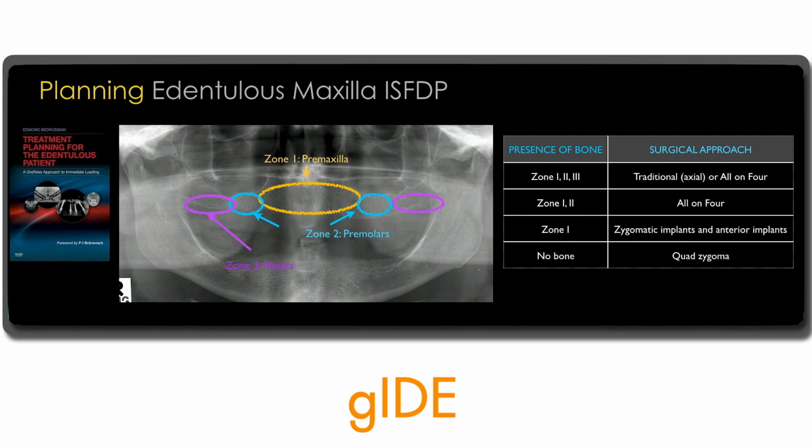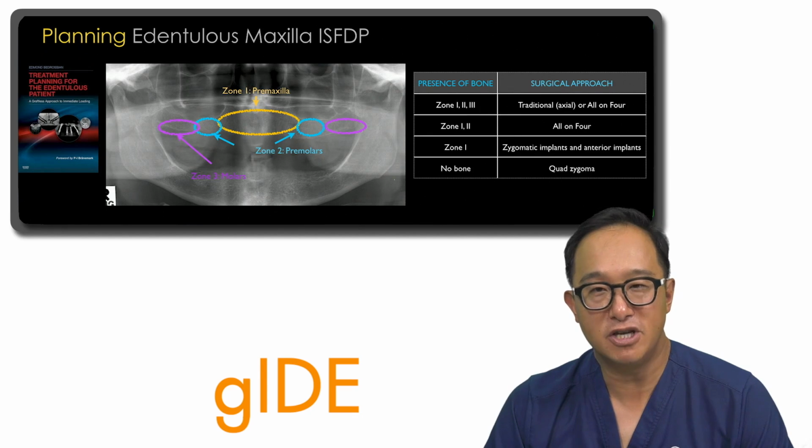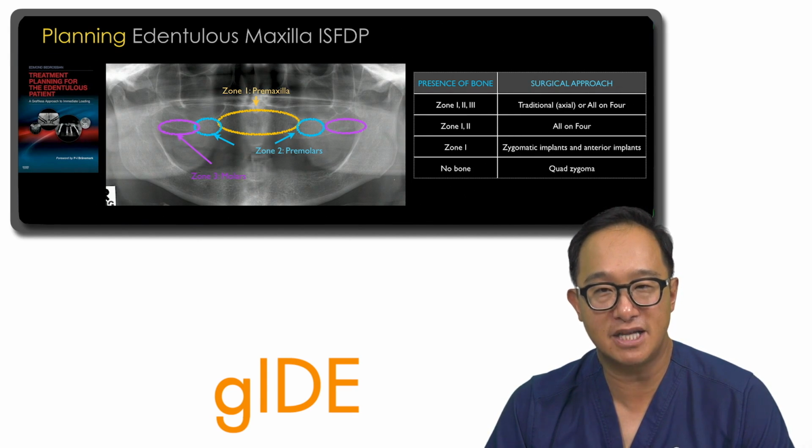While you have bone in zone 1 and 2, you might have to look at using the all-on-4 protocol, because here you can't place implants in the molar region. You're going to use an all-on-4 type approach. When you have bone only in zone 1, you might have to look at zygomatic implants.